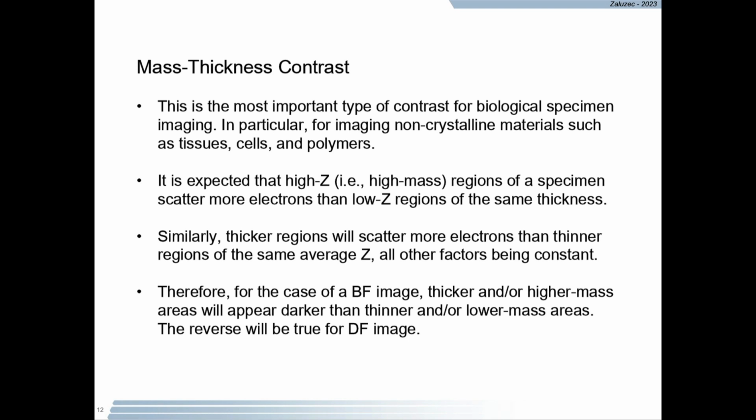Mass thickness contrast is the most important for biological or organic samples generally. It's very good for non-crystalline materials. I just described why high Z materials scatter more electrons than low Z materials. They're off at a bigger angle. By using an aperture to block them out, we see contrast.